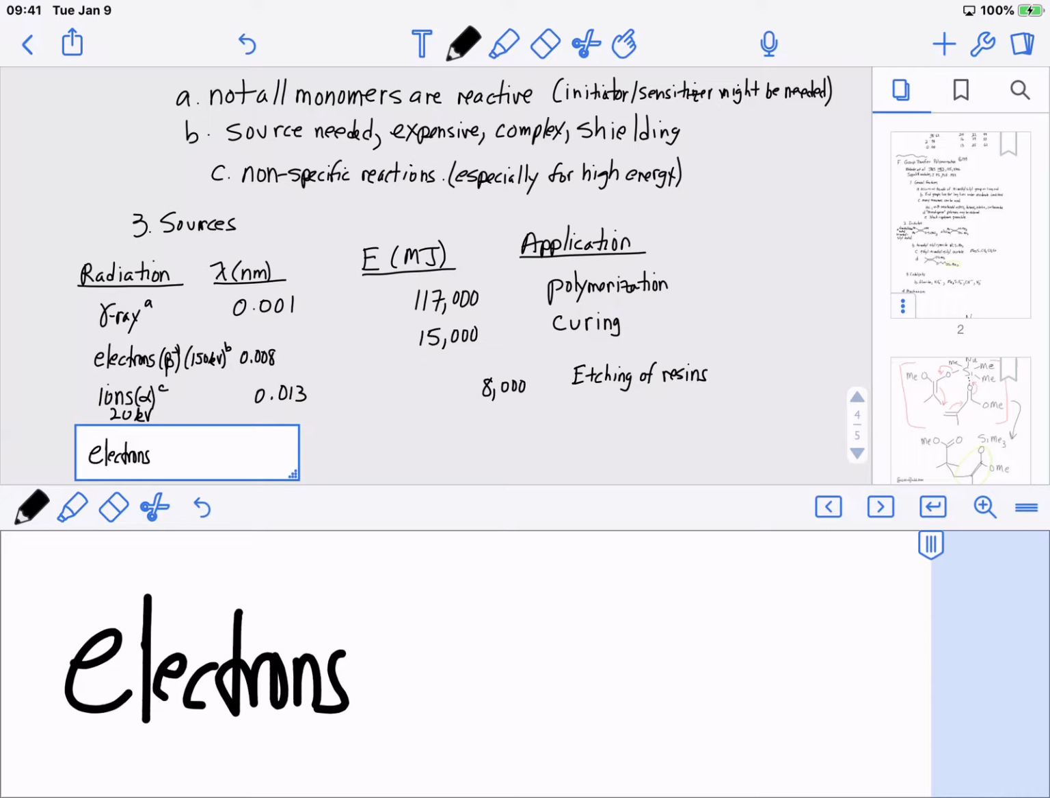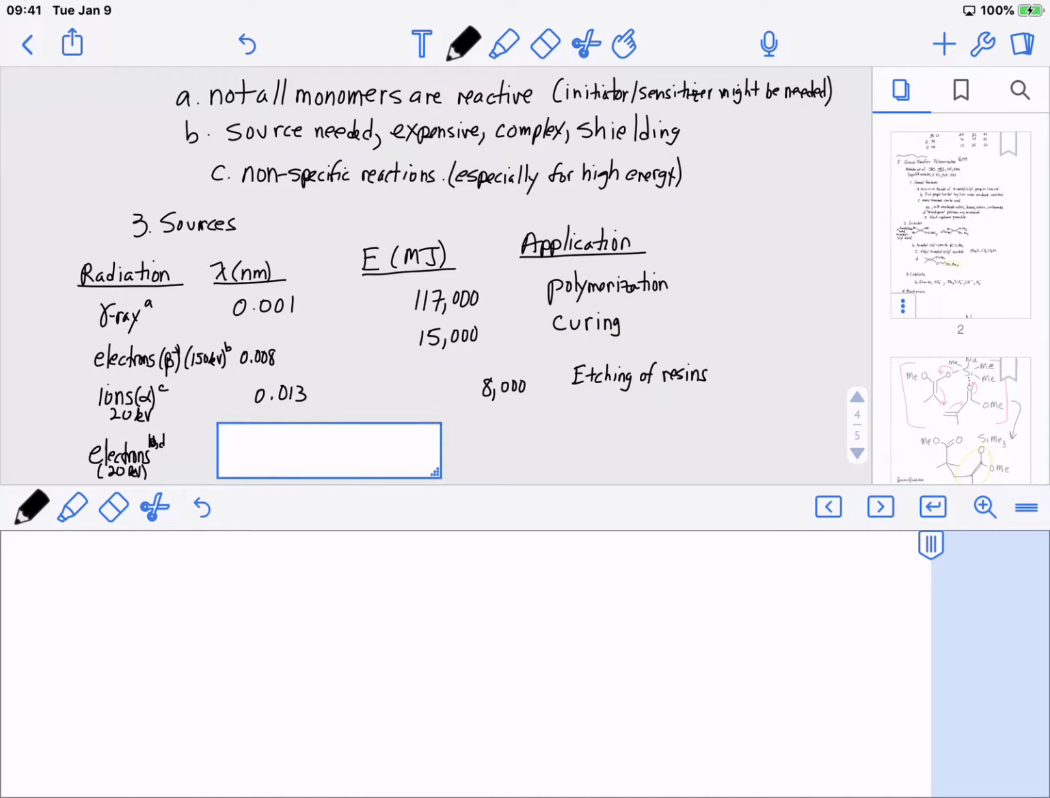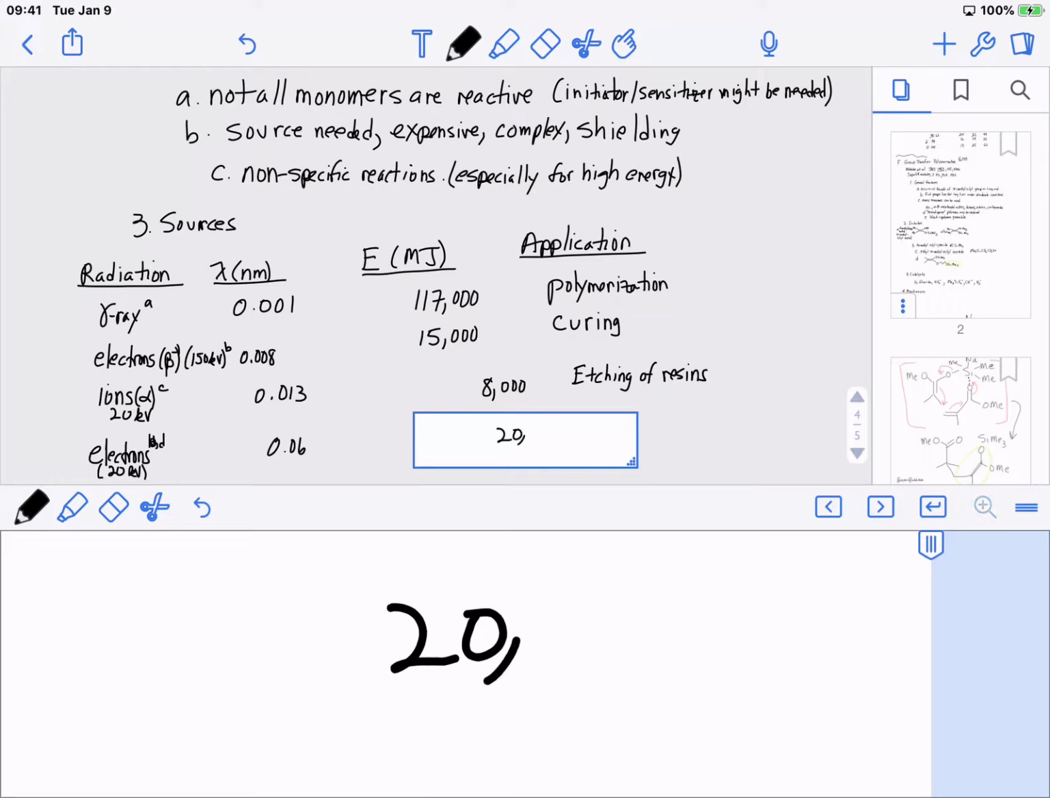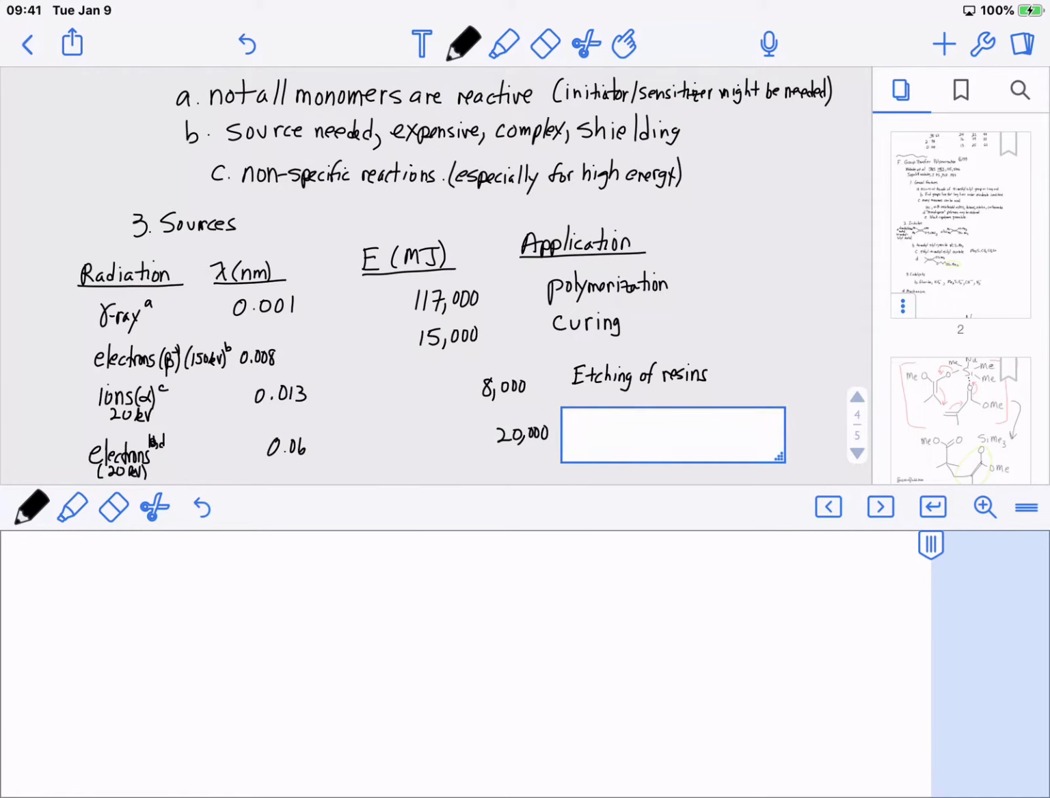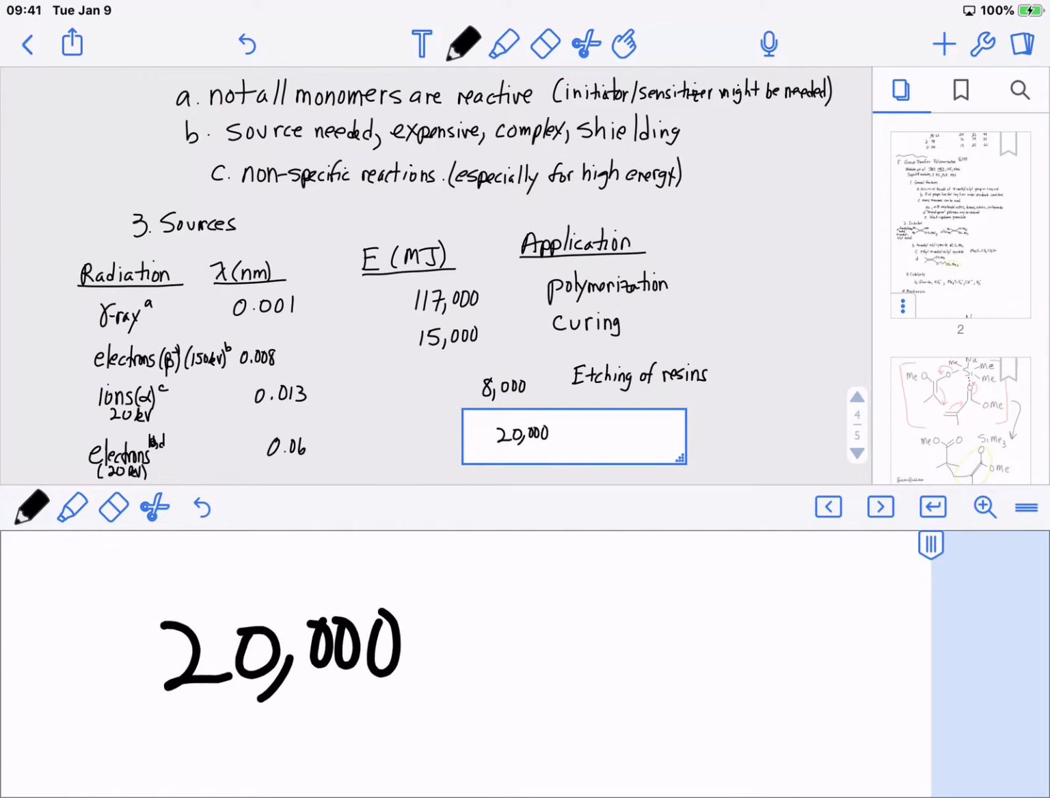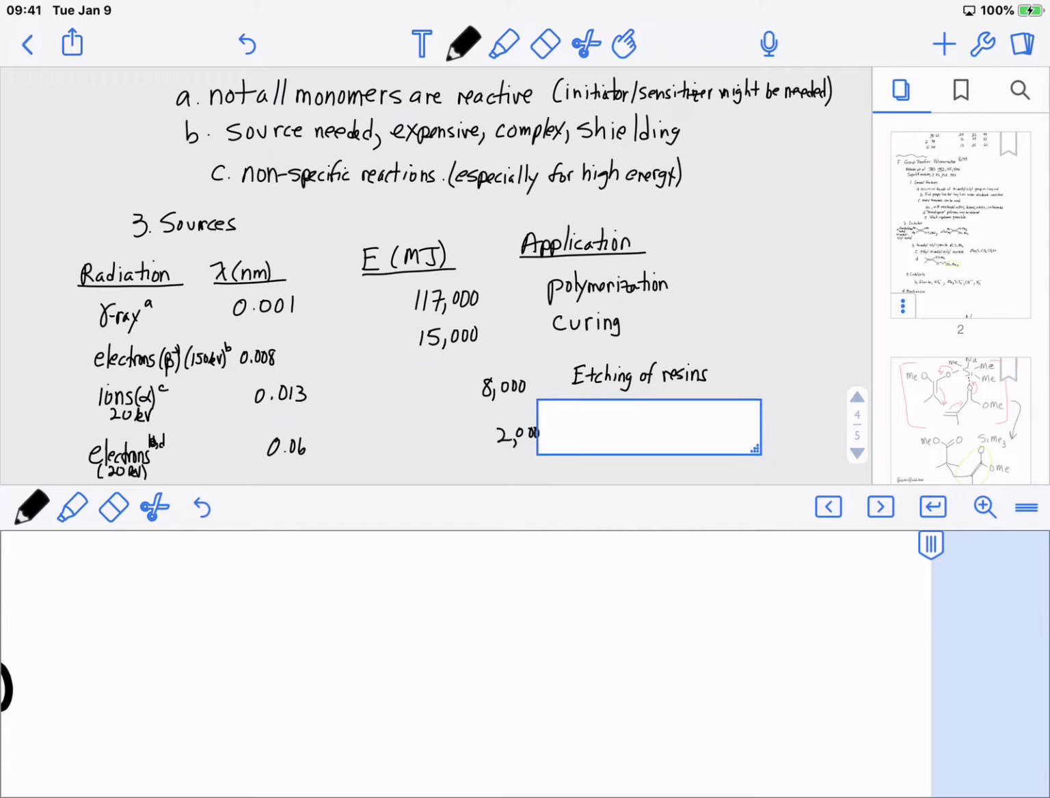You can use electrons that are more on the order of 20 kilovolts. So this is D. 0.06, 2,000, wait, 2,000. And photoresist.